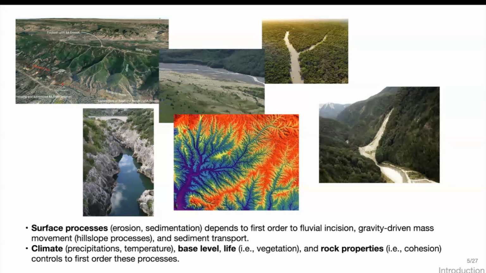Then climate, which is precipitation and temperature, and base level, which controls the sink of the sediment transported by the rivers. The vegetation, which also controls the stability of the soil. And the rock properties, basically mostly the cohesion, which controls to first order the erodibility in these surface processes.